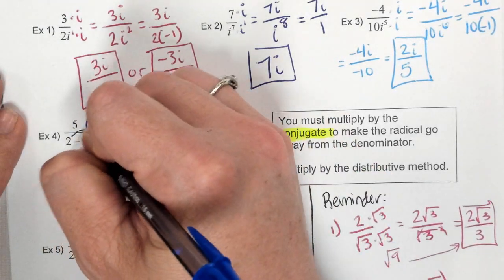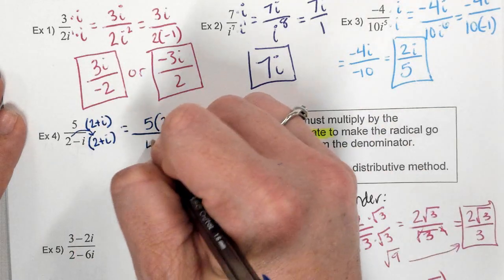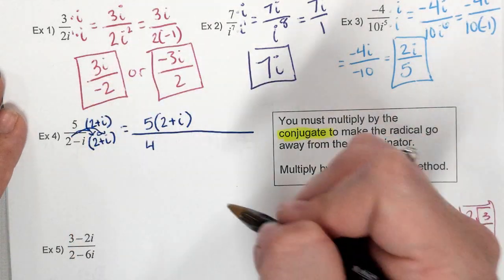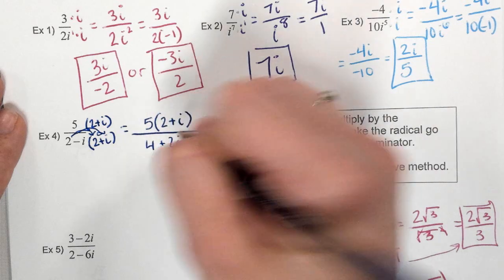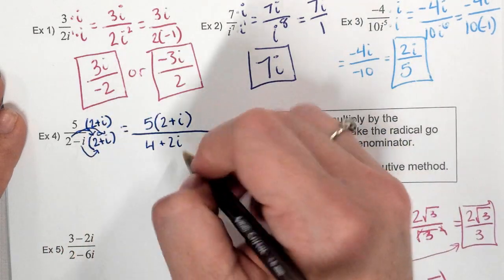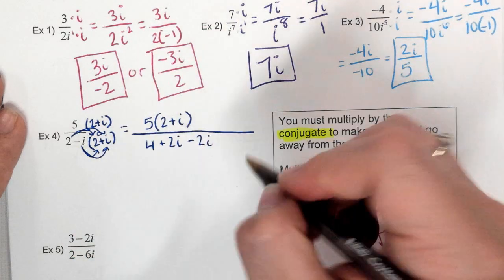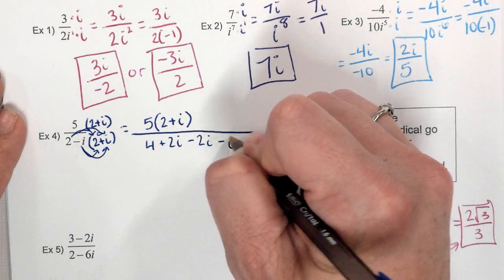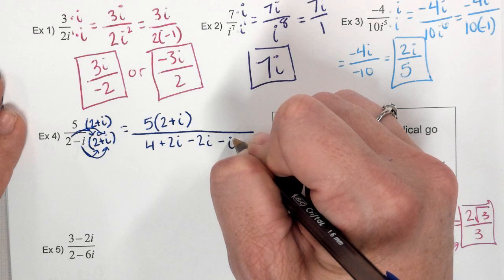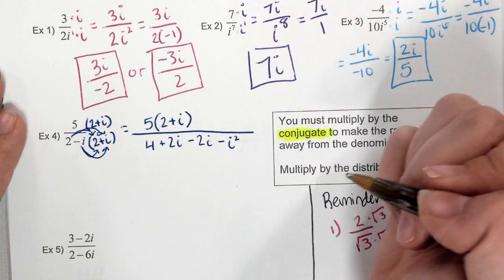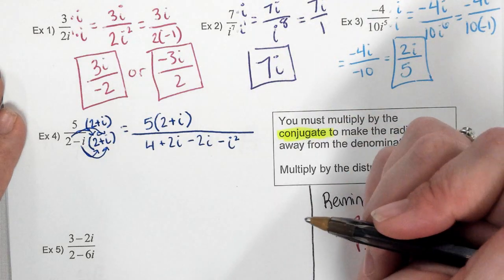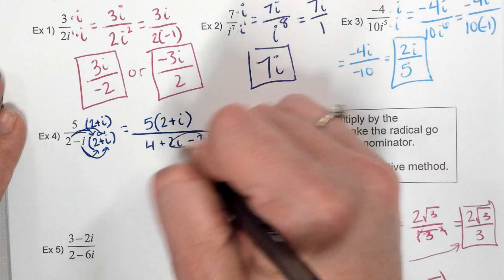And on the bottom, we're going to multiply. So what is 2 times 2? 2 times i. Negative i times 2, negative 2i. And negative i times positive i. How many times do we multiply i? Twice. Yeah, so it's i squared. Now, what happens to those middle two terms? Yeah, they cancel, which is what we wanted.